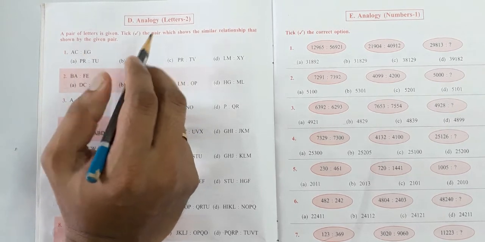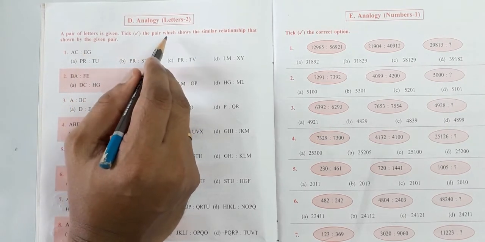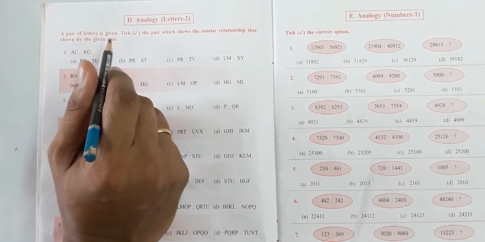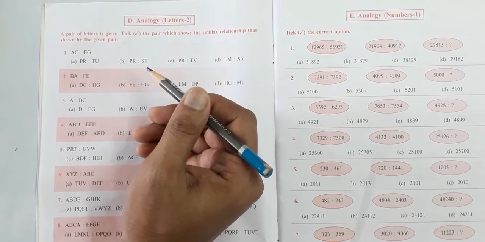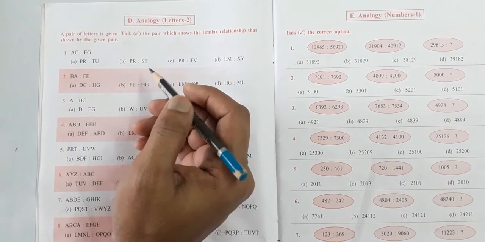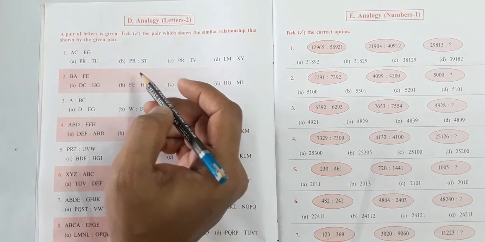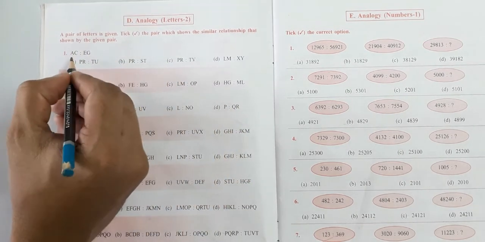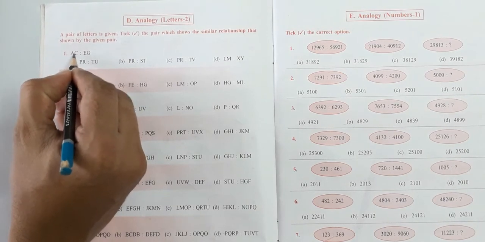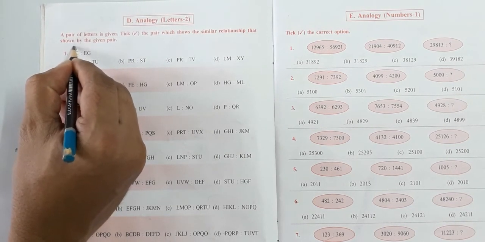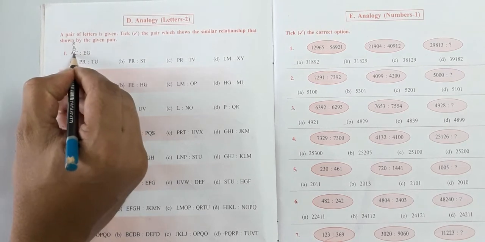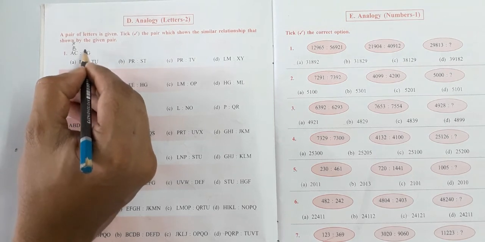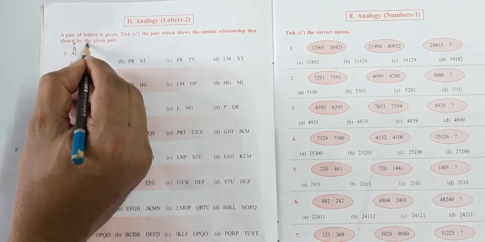So let us start. A pair of letters is given. Take the pair which shows the similar relationship that is shown by the given pair. I hope you are already quite familiar with this kind of sequences and concept making. So let us start and answer the questions. So look, first, A, C. It's very clear that what exactly is missing? Letter B is missing. A, B, C. Okay. And E, G. E, F, G.